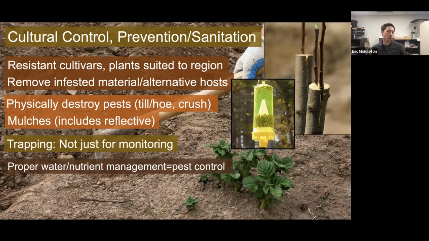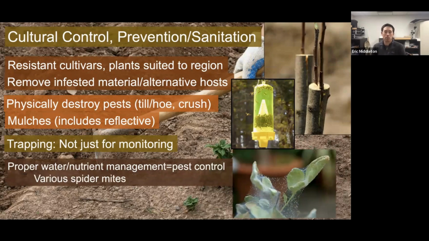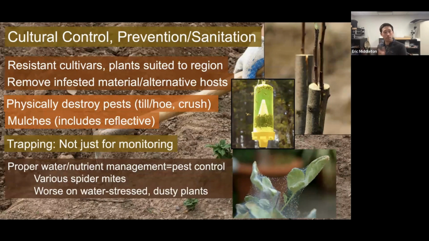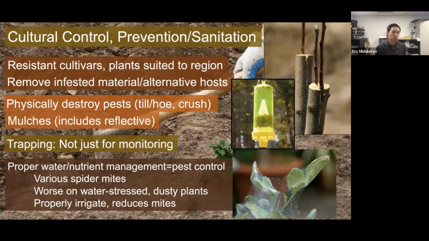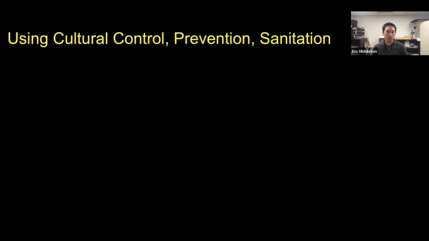And of course, there's proper water and nutrient management as well, because proper water and nutrient management is also pest control. A good example of this relates to a bunch of different types of spider mites that you may encounter. This is a very basic example, but spider mites are almost always worst on water-stressed or dusty plants. So if you properly irrigate and keep your plants well watered and free of dust, this almost always reduces mites pretty significantly. That's a really basic way where just proper water management and keeping your plants a little bit clean can help keep down a pest that oftentimes is quite damaging.